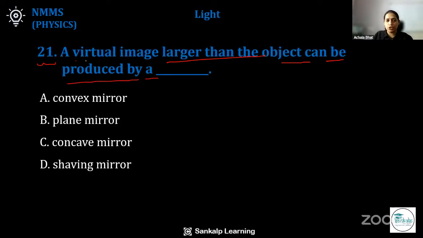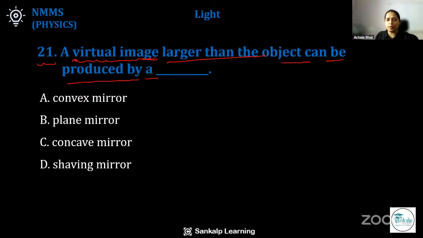Okay, what is a virtual image? Virtual image is not a real image. Virtual image means we cannot obtain that image on a screen. For example, images formed by mirrors and lenses. Not all mirrors, but the plane mirror forms a virtual image, and some lenses form virtual images.